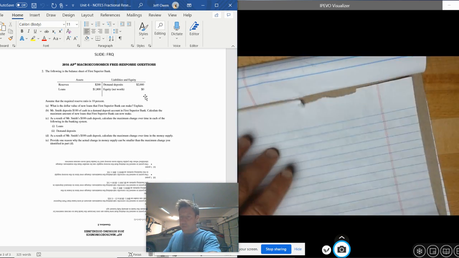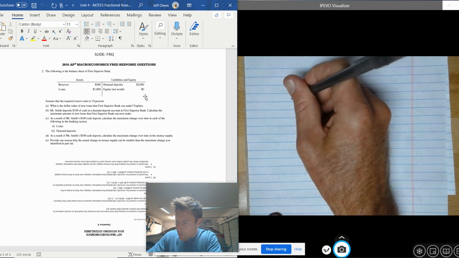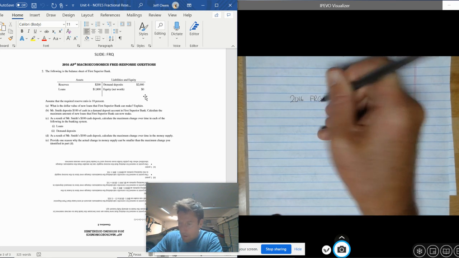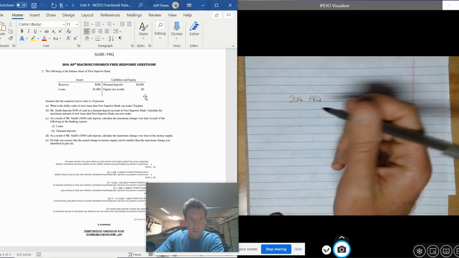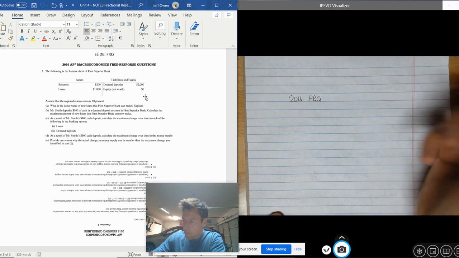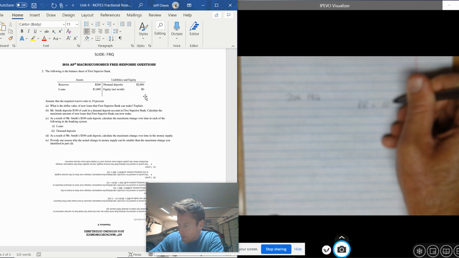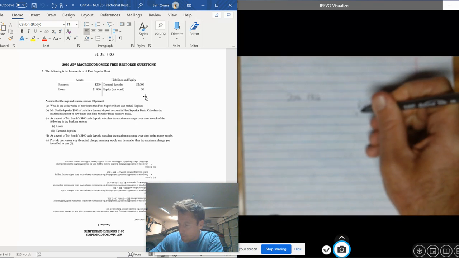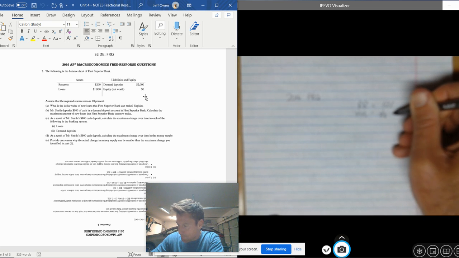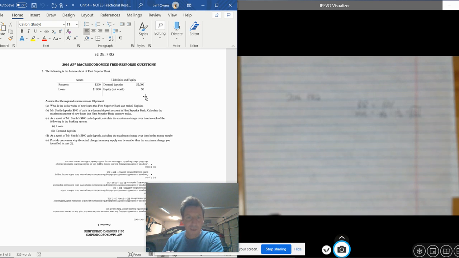So let's turn this bad boy over and let's work this thing out. 2016 FRQ. So let's see. They're saying that a reserve requirement is 10%. Cool, which means my money multiplier needs to be 1 over my required reserve rate. 1 over 0.1. My money multiplier is going to be 10.